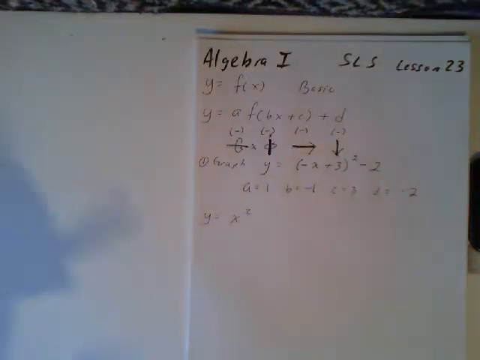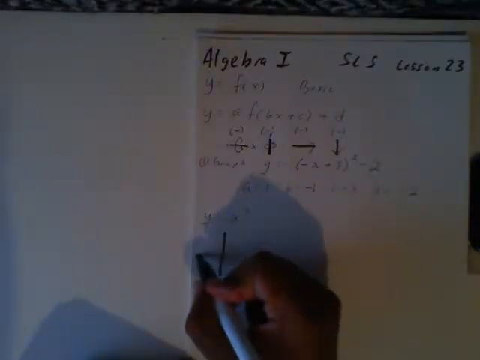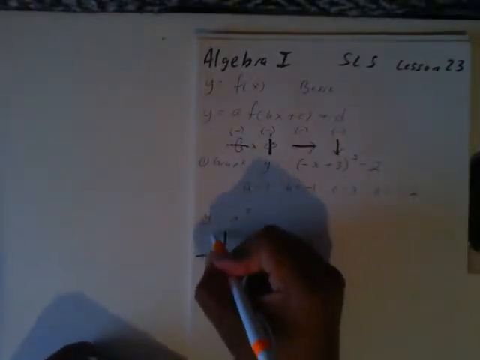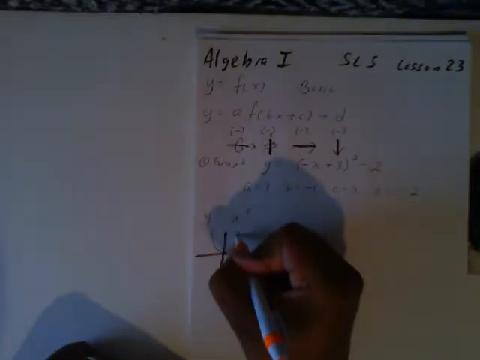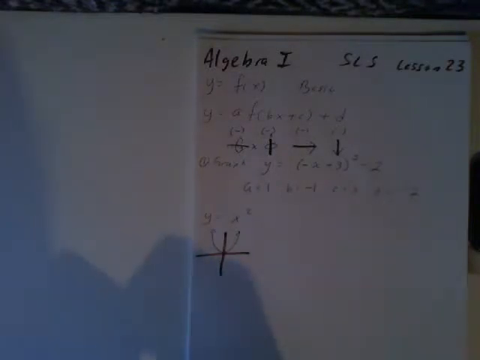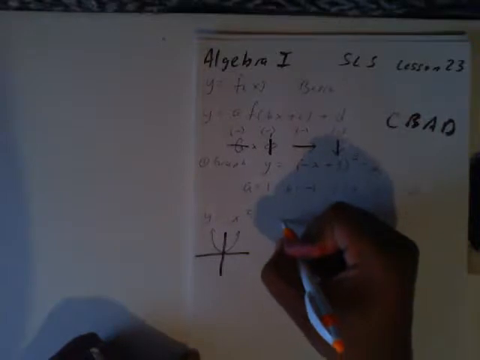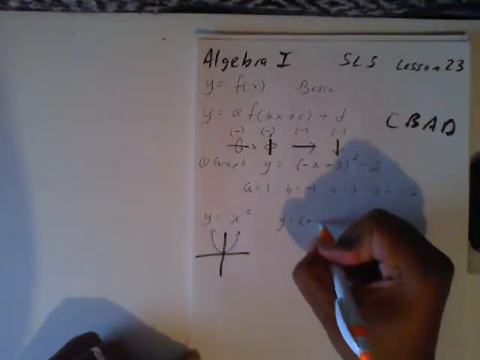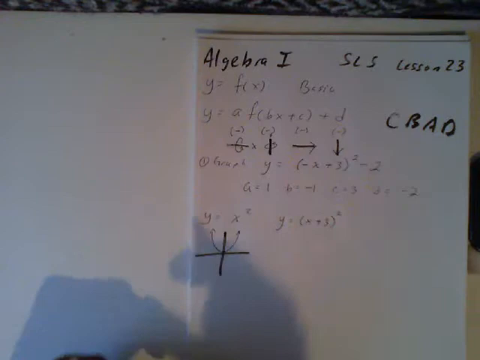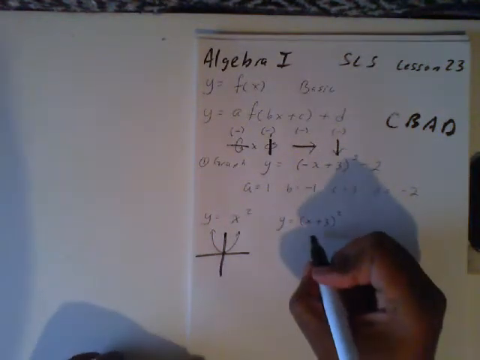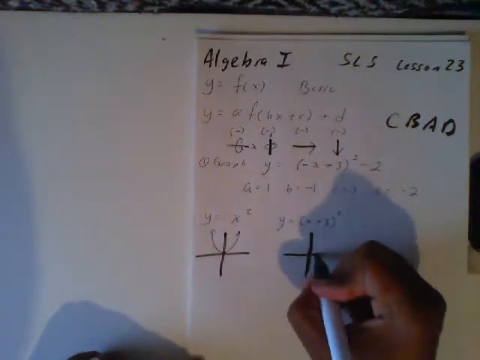Now the graph of the basic function looks like this. It's a parabola with a vertex at 0, 0. Okay, we'll start putting our parameters back on one by one in this order. CBAD. So first we'll put the C parameter back on, which was the 3. So putting that back on, we get x plus 3 all squared.